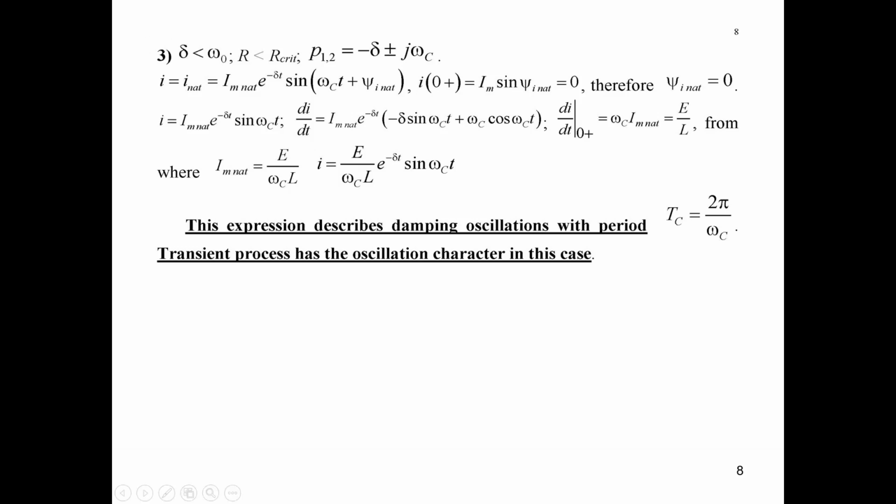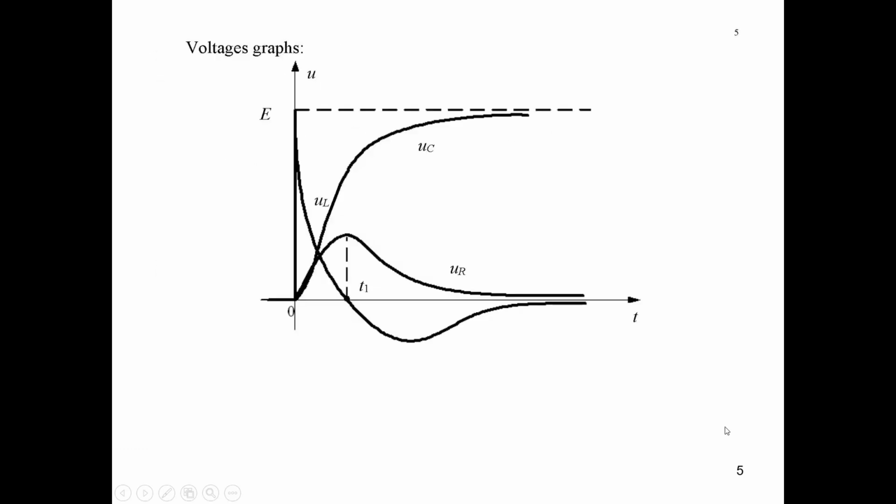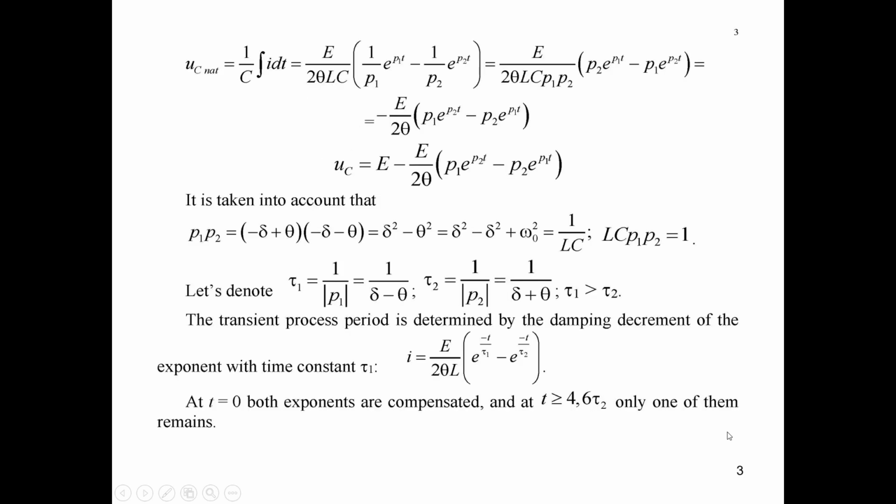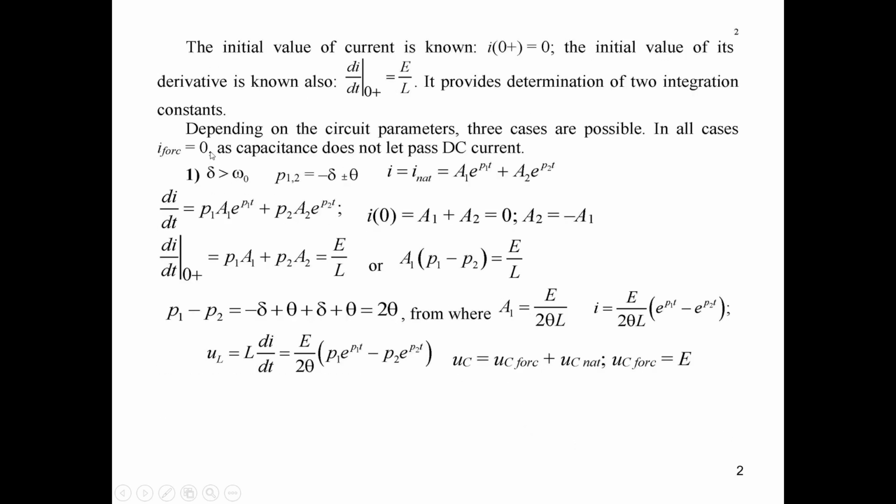Dear students, let's proceed with our lectures on the topic of transient processes in RLC elementary circuits, for the case when the circuit is connected to the DC source. We have considered aperiodic cases, cases when delta is greater than omega 0, where delta is R over 2L and omega 0 is 1 over square root of LC.